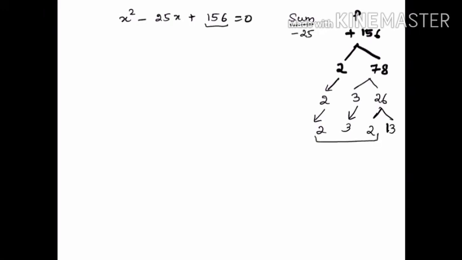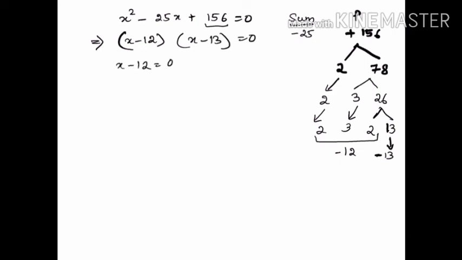Now if we multiply 2 into 3 into 2, we get 12 and 13 as two factors which add up to 25. So both numbers should be negative. So their product will be plus 156. So the factors are x minus 12 and x minus 13. On equating each bracket to 0, we get x equal to 12 and x equal to 13.